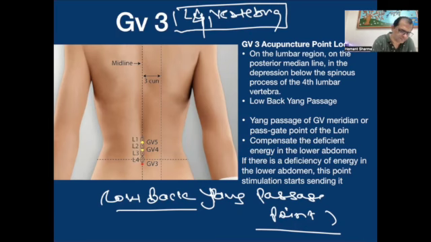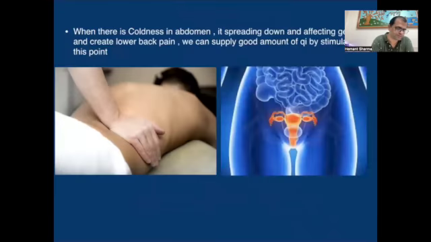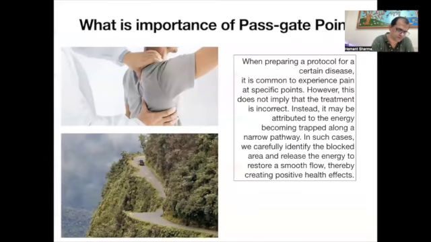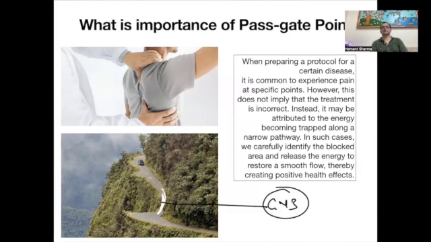Why are we calling it a barrier point? Definitely, maybe there is a narrow path here also. We already have discussed the meaning of barrier point. We can understand by this road. This road suddenly gets narrow at certain points, and energy might get stuck. The same thing happens with governing vessel 3. All the barrier points, or the pass gate points, are very important. That's why we are discussing them.